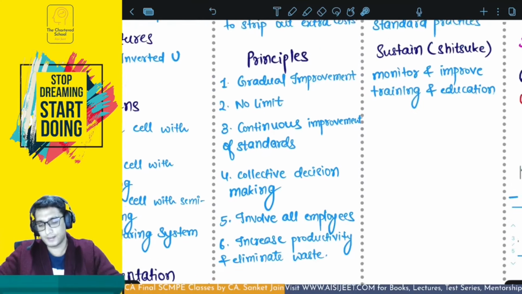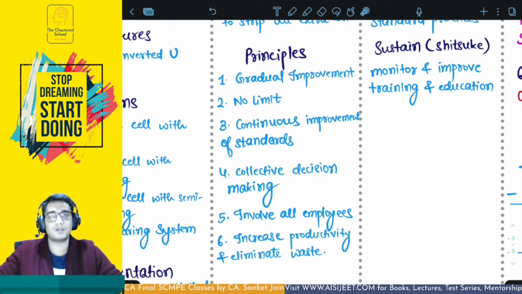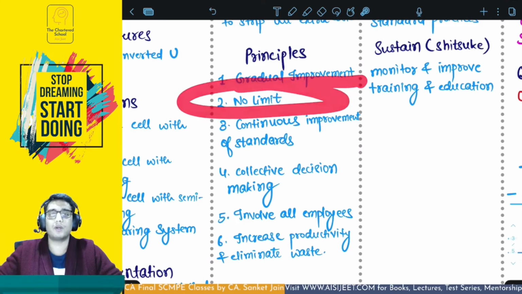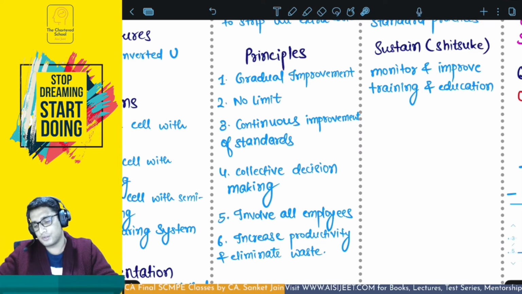Certain principles of Kaizen costing. First is that you need to have gradual improvement. Okay, it's not a dramatic improvement, not a drastic change. Gradual improvements happen. Second, of course, there is no limit to improvement. You can improve as much as you want to. So anytime you feel that this is the maximum that I can improve, there will definitely be more ways to improve further. So there is no limit.